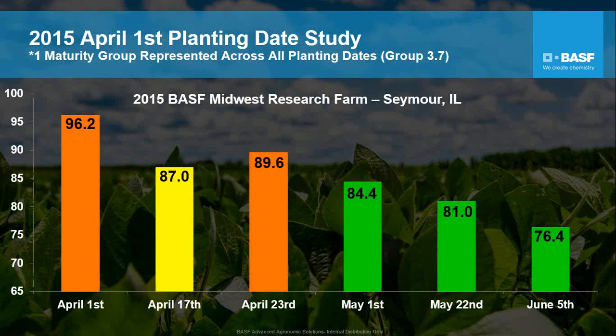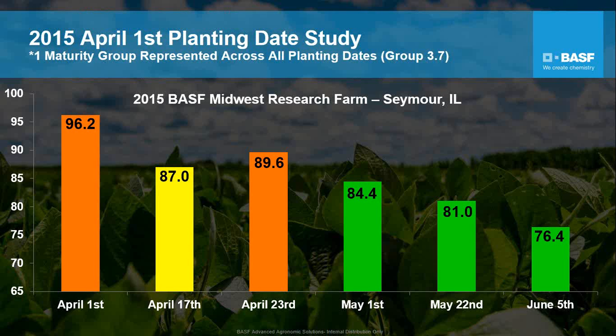In addition, just to close down what we saw in 2015, our April 1st planting date, we had one maturity group represented here. This was a bit of an eye-opening experience for us because we actually had our best yields on our April 1st planting date. So what you may have thought to be contrary and kind of crazy by planting that early, we actually picked up our highest yields in this case.